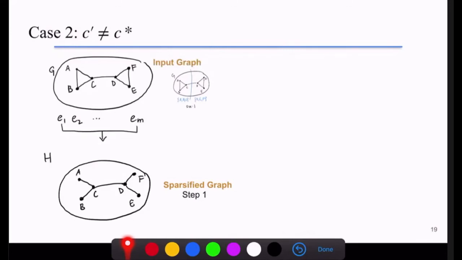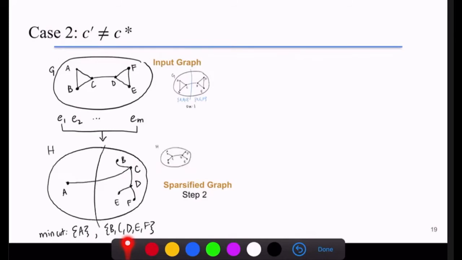However, in step 2, when we run some min cut algorithm on H, we choose the min cut A on one side and everything else on the other side. Because remember, this is also a min cut of H, right? Because it has size 1. So now we have the partition that we wanted, right? From this step, we got the partition, and then we throw H away. We don't need it anymore, and in our second pass we're only going to store those edges that cross this min cut, right?